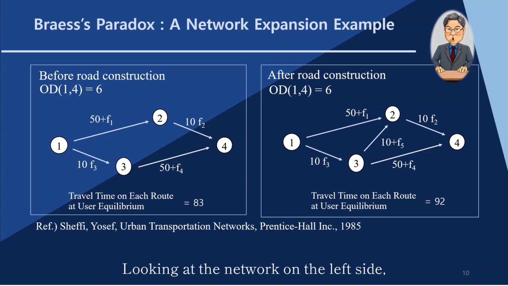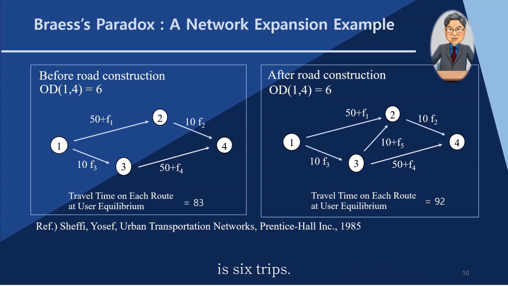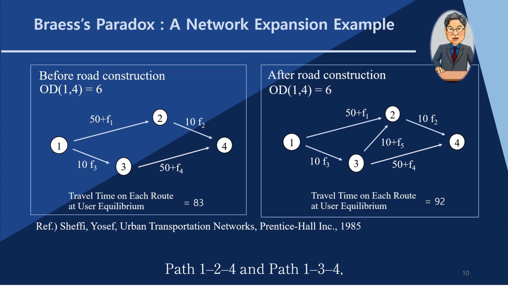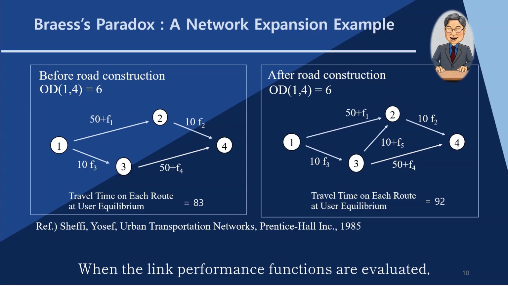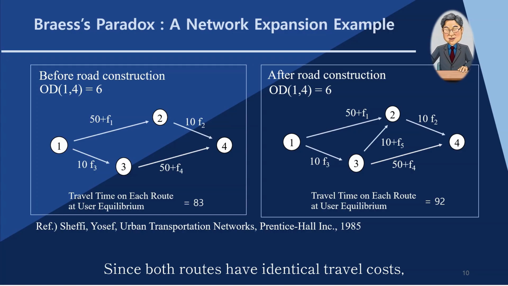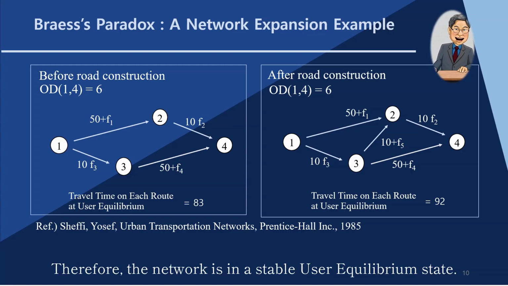Looking at the network on the left side, we assume that the total travel demand from node 1 to node 4 is 6 trips. Before the new link is added, travelers are evenly distributed between two symmetric routes, path 1-2-4 and path 1-3-4, with 3 trips assigned to each route. When the link performance functions are evaluated, the travel cost on both routes is calculated to be 83. Since both routes have identical travel costs, no traveler can reduce their travel time by switching routes. Therefore, the network is in a stable user equilibrium state.